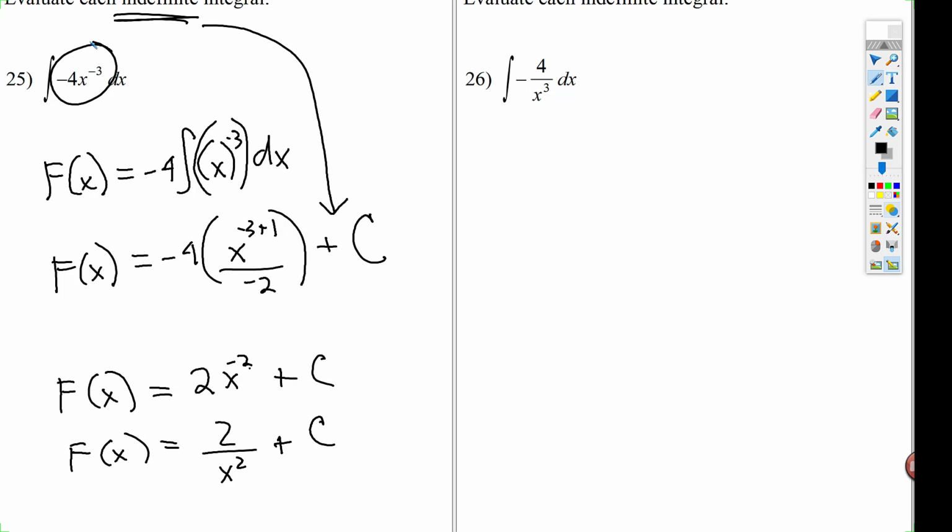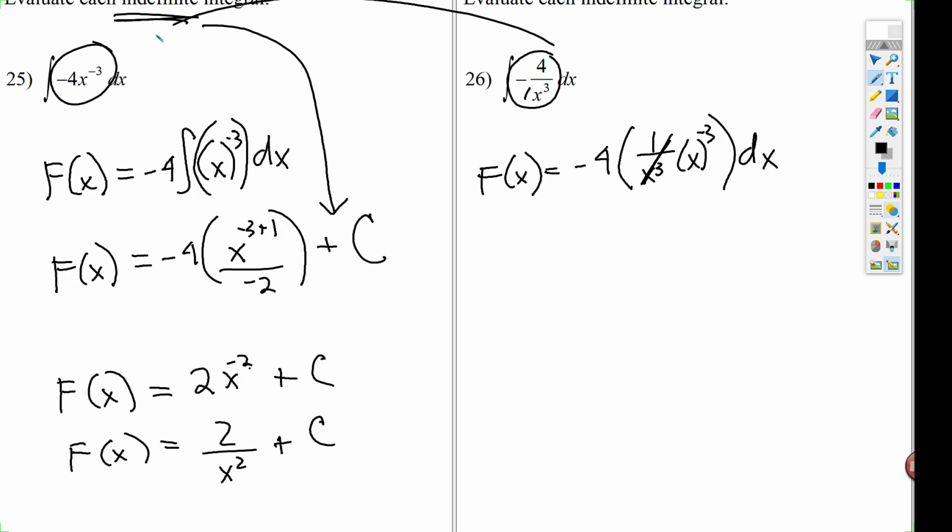All right, so let's do this one. That really says -4 over 1. So we're going to bring out a -4, and then that's going to be 1 over x cubed. Well, we can write that as x to the -3 dx, and then you're going to do exactly what we just did a second ago. This right here means the exact same thing as that right there. So then you just take this and you follow those steps.